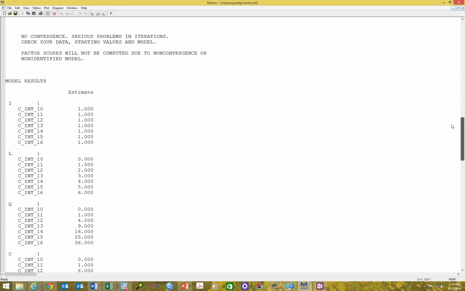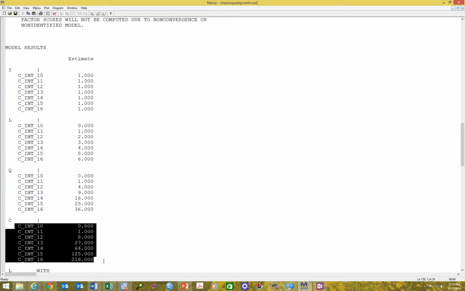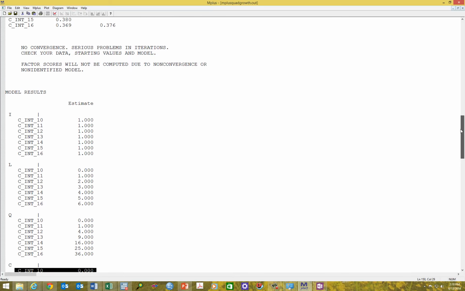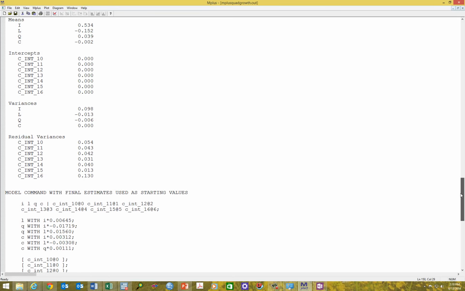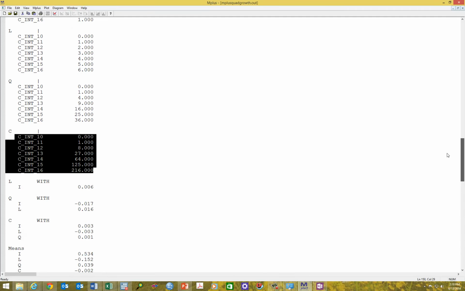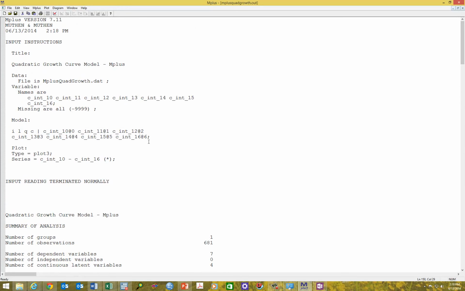So that fit, and no convergence, serious problems in iterations, check your data, starting values, and model. Well, you can see here that we have our cubic, but it's not going to fit. And there's probably a lot behind why it's not fitting. That's a pretty intense model, fitting the cubic. And so I'm not going to dig in and find out exactly why. That quadratic fit the data pretty well, so we're just going to go with that.